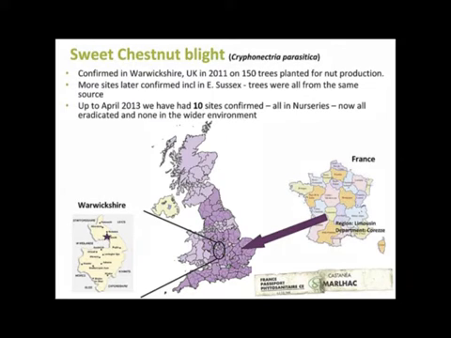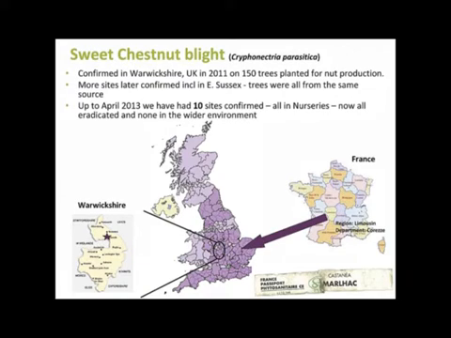Approximately 300 trees had been planted out for nut production in 2007, and an infection became apparent in about half of the plants. A second outbreak was later found on a smaller site in East Sussex, which had about 30 trees, and had also been planted out for nut production. Both sites had sourced their trees from the same place.